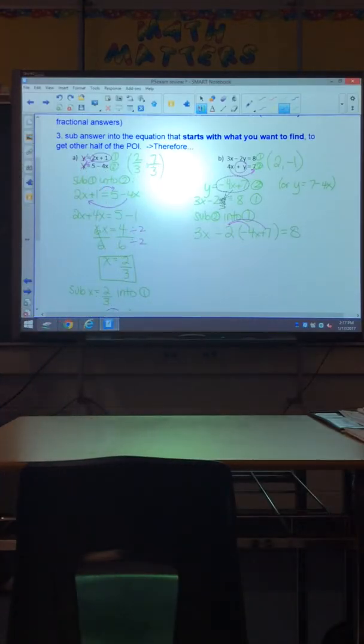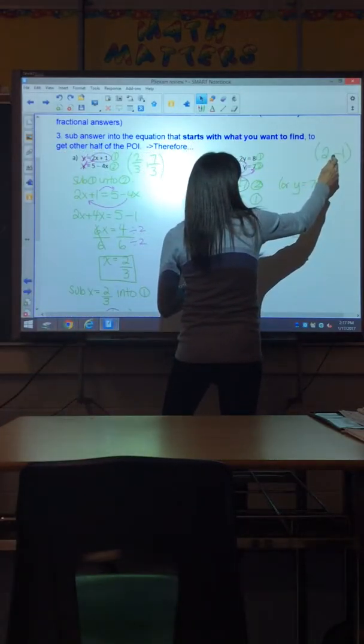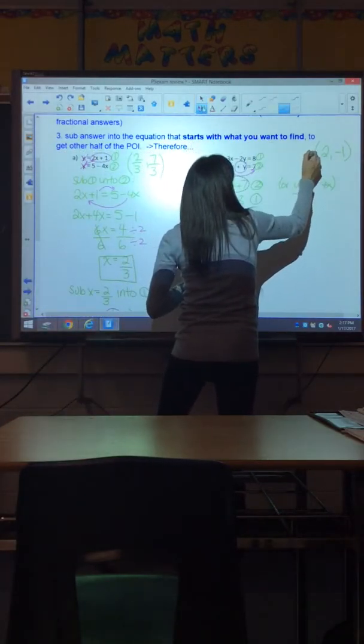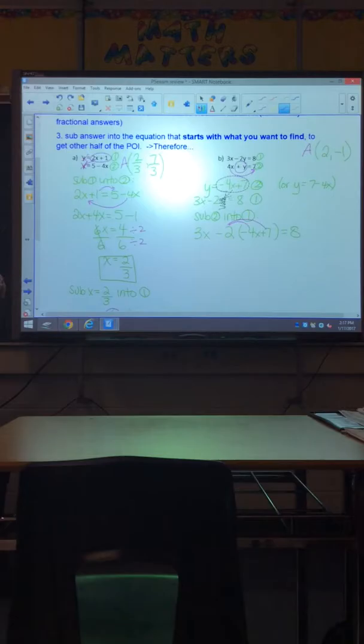Distributive property, right? Use the distributive property, expand the brackets, put your like terms together, solve for x, and plug it back in for y. Okay, so the answer you should have received at the end is 2, negative 1. Little A there for answer. We're not going to do the whole question together now. Anything else about substitution you need to know?